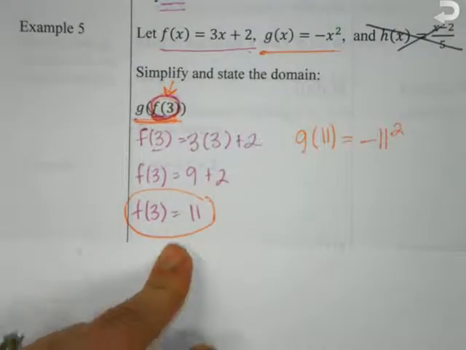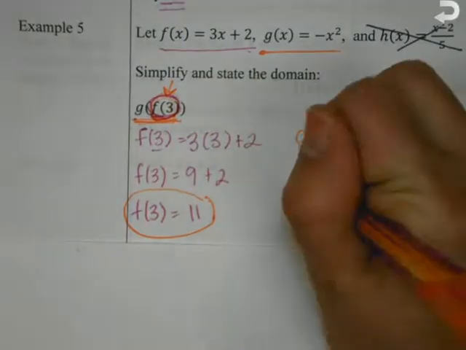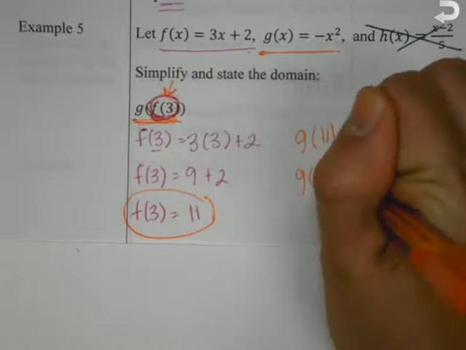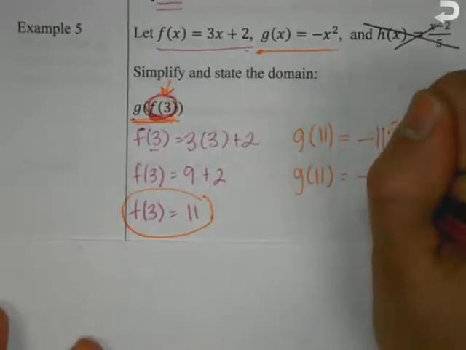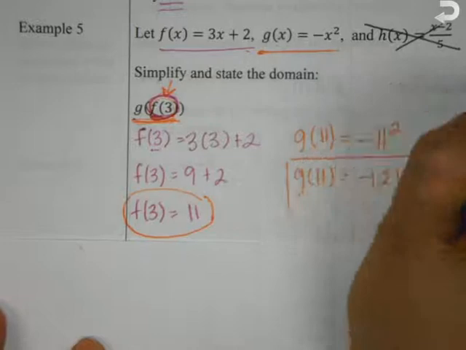So what is g of 11 going to come out to? Negative 121. Oh, the negative's outside? The negative's on the outside, yeah, because the x is a positive 11.